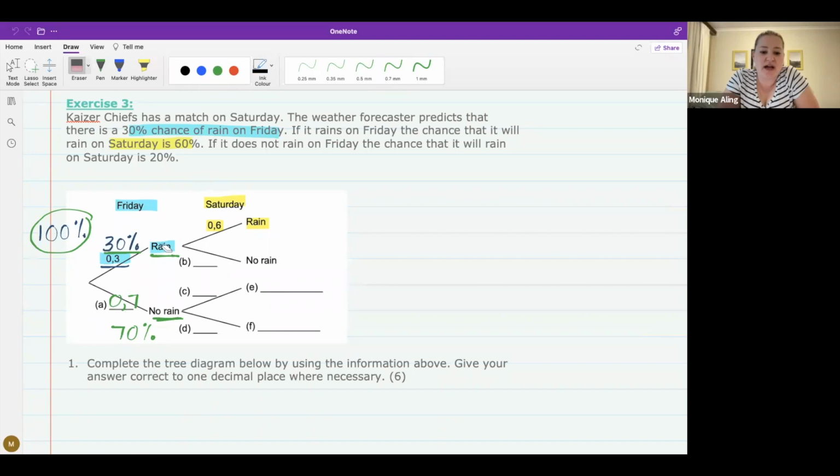Let's have a look at filling in B. So let's say it does rain on Friday. That means there'll be 60% chance of rain on Saturday, but we need to work out the percentage of no rain. I say 60% because 0.6 in percentage form is 60%. And remember, our percentages have to add up to 100. So if that is at 60%, no rain will be at 40%. And 40% in decimal form is 0.4. So B is 0.4.